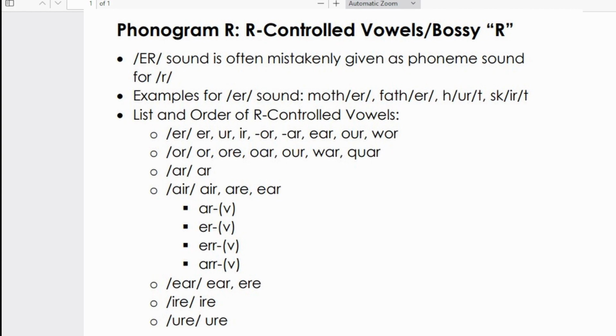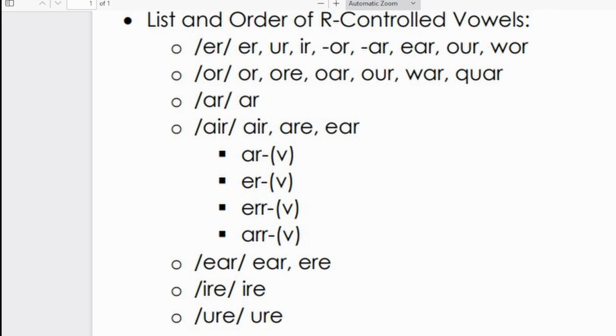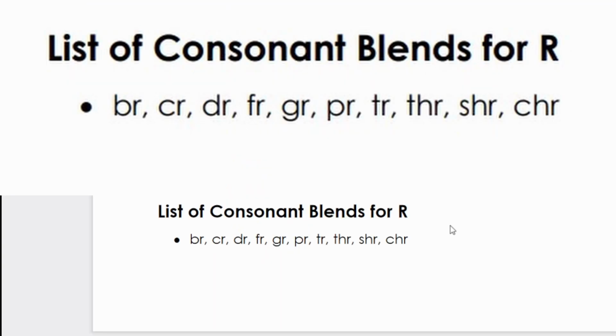So I have these R-controlled vowels, or bossy R as I like to call it. And right here, if you want to know the order for how we do the R-controlled vowels, I've listed the order right here. These are all the R-controlled vowels and the order that they go in from most common to least common. So that way, if you want to make lesson plans, you know what to introduce first, what's most important to introduce first. And then at the bottom, I have included a list of the consonant blends.